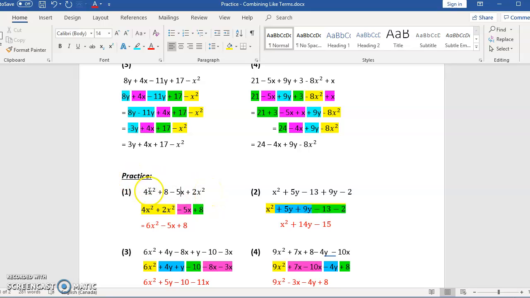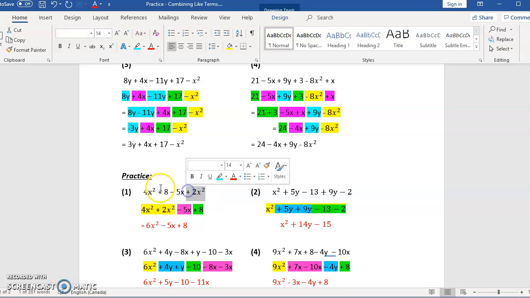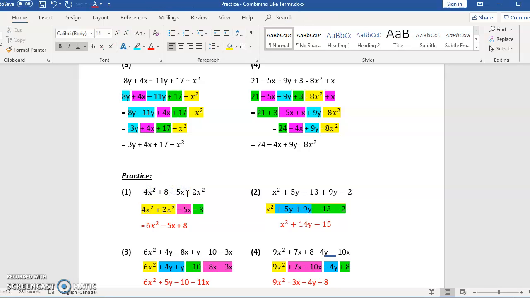So for practice example 1: 4x squared plus 8 minus 5x plus 2x squared. The 2x squared and the 4x squared are like terms because they both have a base of x squared. The 5x is different from x squared because it's not squared, it's just x, right? And then 8 is by itself because there's no x at all. It's just a whole separate thing.